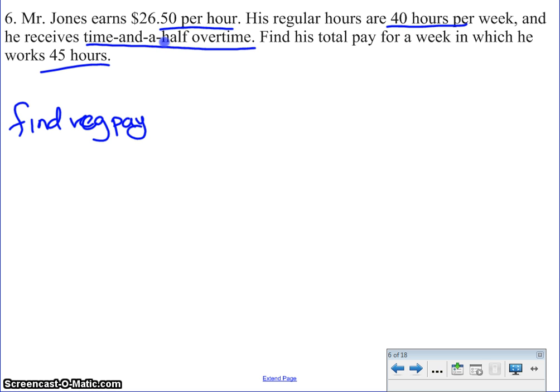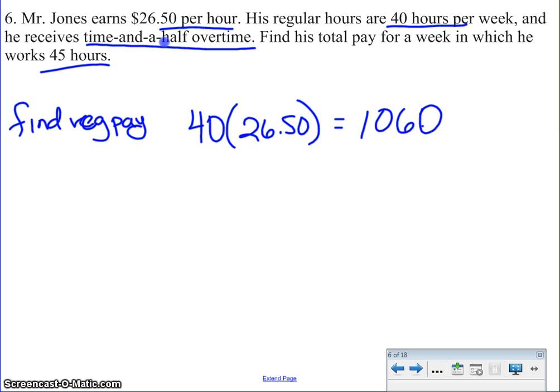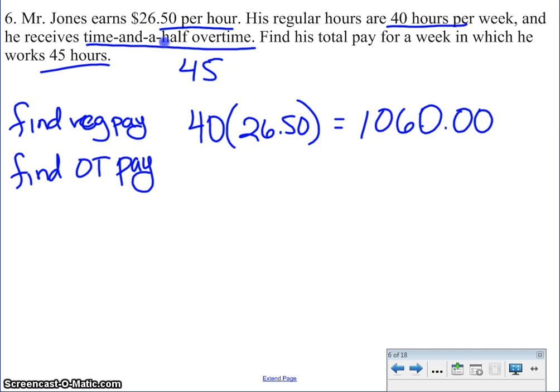And his regular pay is based on a 40-hour work week, and he earns $26.50 per hour. So when we do that, we end up with $1,060 for his regular pay. Next, we see that he worked 45 hours, so now we have to find his overtime pay. Well, we've already accounted for 40 hours, so 45 hours that he worked minus the 40 we've already accounted for. We're looking at 5 hours at whatever the overtime rate is.